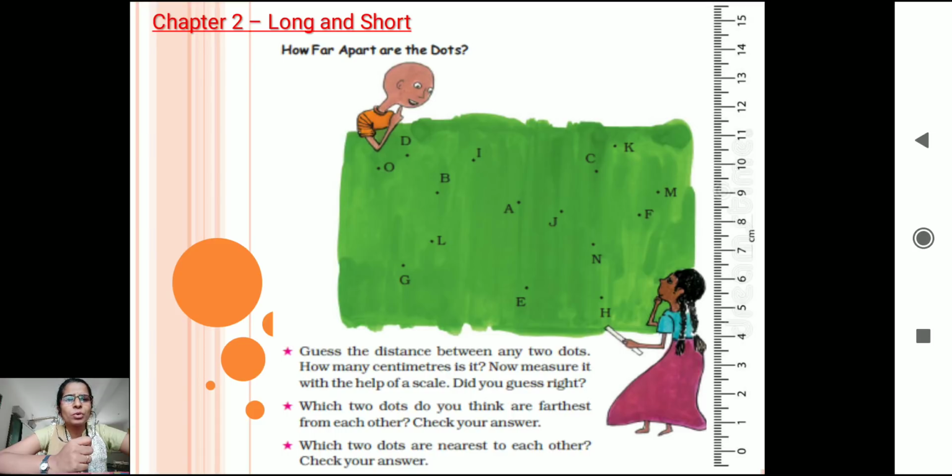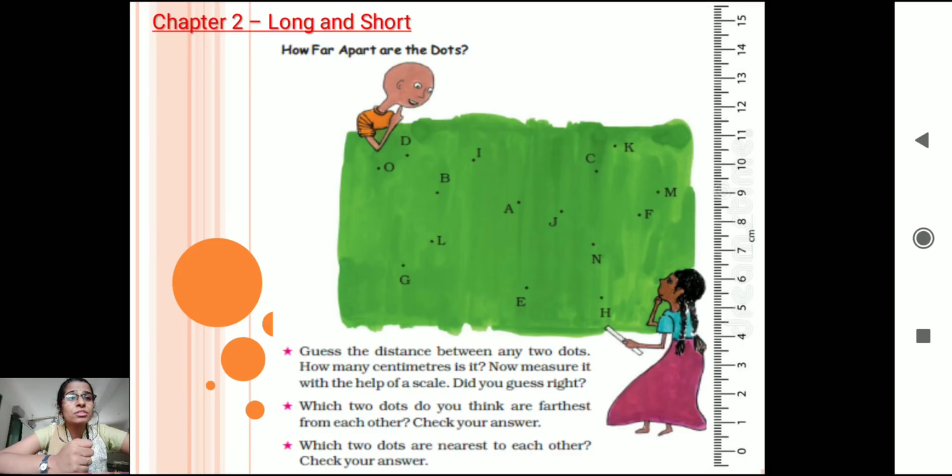Now measure it with the help of a scale. Did you guess right? Before using the scale, you have to first guess. So let me guess: suppose A and B are 4 centimeter from each other. Or suppose I guess A and J is only 2 centimeter from it. And I can also guess that M is near about, I feel, 7 to 8 centimeter far from A. So I am just guessing, seeing the image, how far it might be.